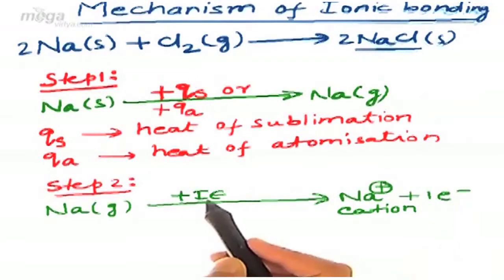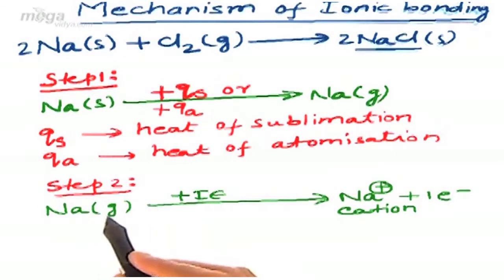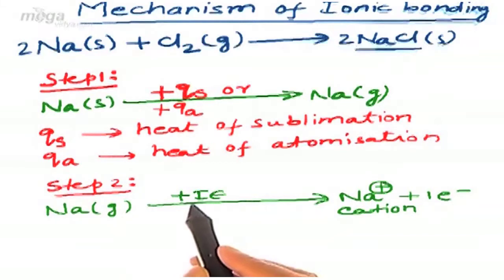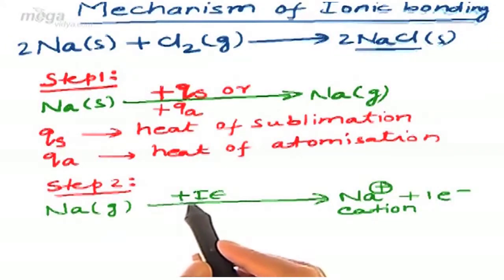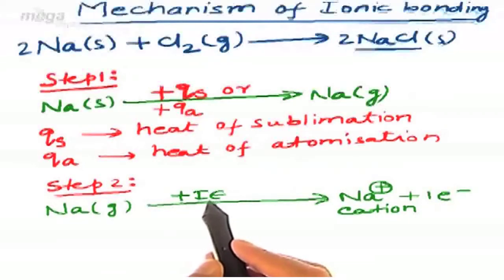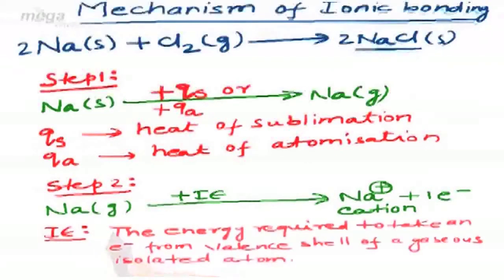So we provide sodium gas an energy which is called ionization energy, such that it should be converted into sodium cation. Now here ionization energy is written with a plus sign, because the system or sodium gas is absorbing energy to undergo the loss of electron from its valence shell. So we will be representing here a positive sign before IE, which represents ionization energy. Ionization energy is the energy required to take electron from the valence shell of a gaseous isolated atom.